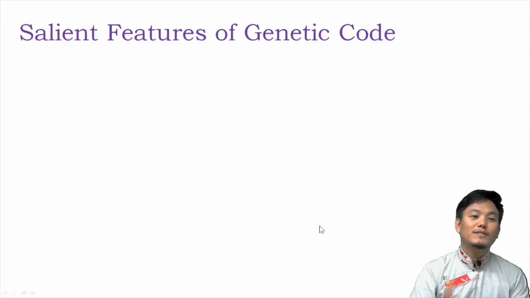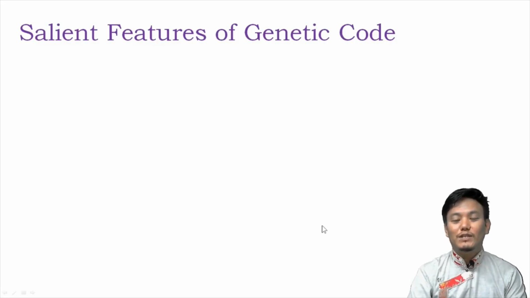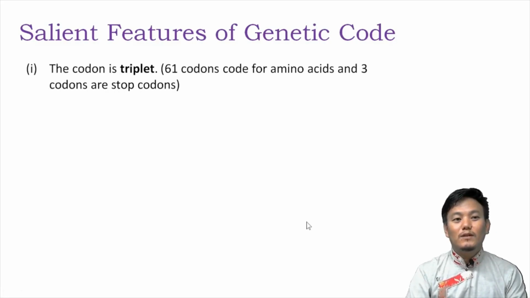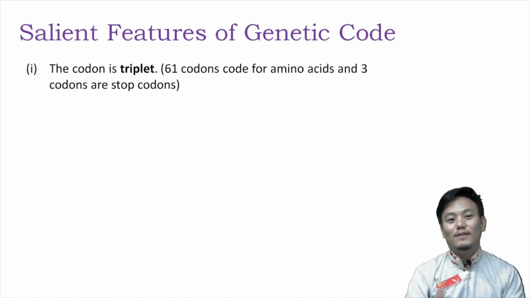Now let us try to understand the salient features of the genetic code. The first one is the codon is a triplet. So it is a simple thing, we already discussed that. The codon is a triplet, which means a codon is made up of a combination of 3 nucleotides, right? So there are 64 codons in total. Out of those 64, 61 codons code for amino acids, and 3 codons do not code for any amino acids, and they are called stop codons.